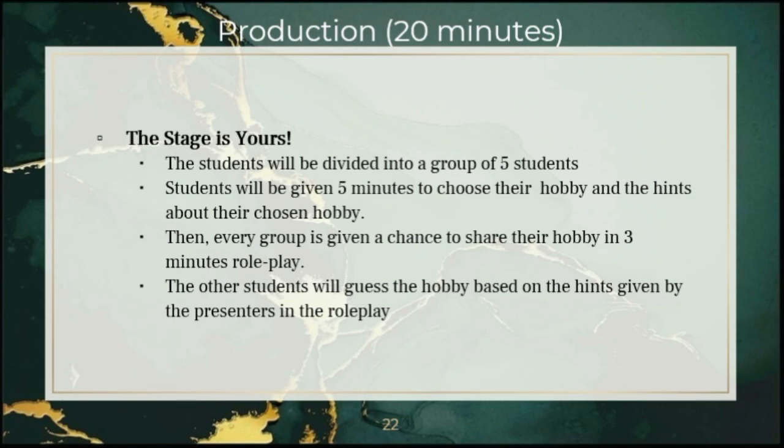And lastly, the teacher can have a fun activity with the students in this production stage, such as the one recommended here, the stage is yours. Students will be divided into groups of 5 and they need to choose any type of hobby and create hints from the hobbies. They must act in a role play while the others guess the correct answers. That is a very simple suggestion of an activity in a class with a 60-minute period.